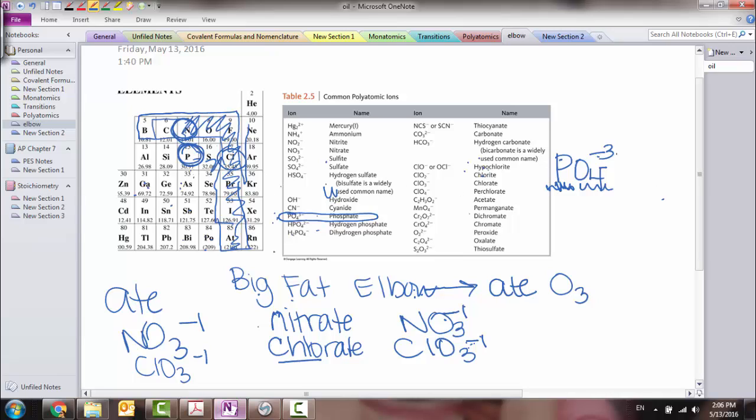Sulfate, if we look at sulfate, has a -2 charge, and I noticed that the origin of that is sulfur, and it ate 4 oxygens because sulfur did not originate inside the elbow. So I guess the take-home message is if the very first part of that ion originates in the elbow, it's going to have 3 oxygens, and the majority of them are going to have a -1 charge. If it originates outside of the elbow, then it will have 4 oxygens in that ate state.